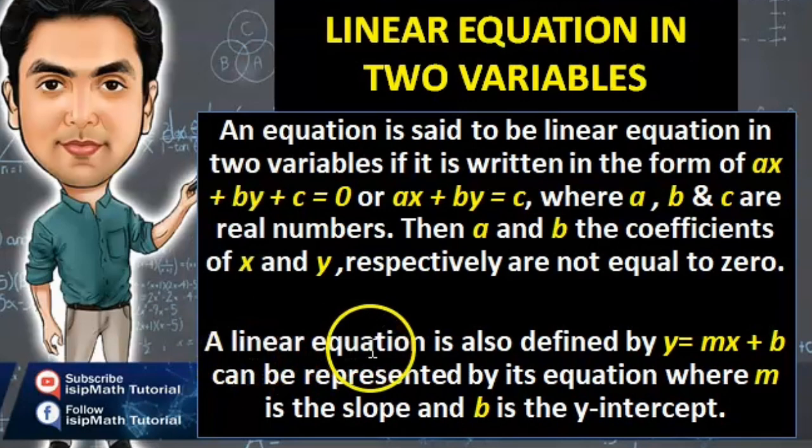And a linear equation is also defined by y equal to mx plus b, can be represented by its equation where m is the slope and b is the y-intercept. So ito po yung y equal to mx plus b, ito po yung tinatawag nating slope-intercept form. Yung ax plus by plus c equal to 0 or ax plus by equal to c is our standard form.